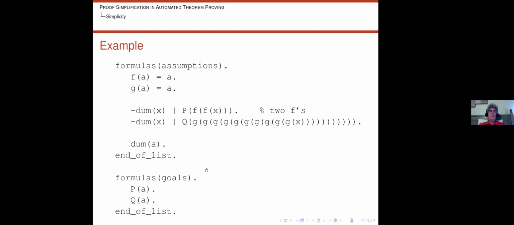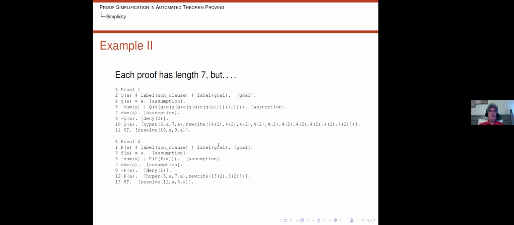Okay, so here is a ridiculous input file. It is ridiculous because this is proving something that's completely stupid. There are two axioms here, f of a equals a, g of a equals a, and we have hyperresolution as the only inference. What we want to do is prove P of a and Q of a, where P and Q are two predicates. All right, well, that's trivial for a human. There's nothing to do here for us. Let's look at what happens in the two proofs. Both proofs have length 7, but notice the difference.